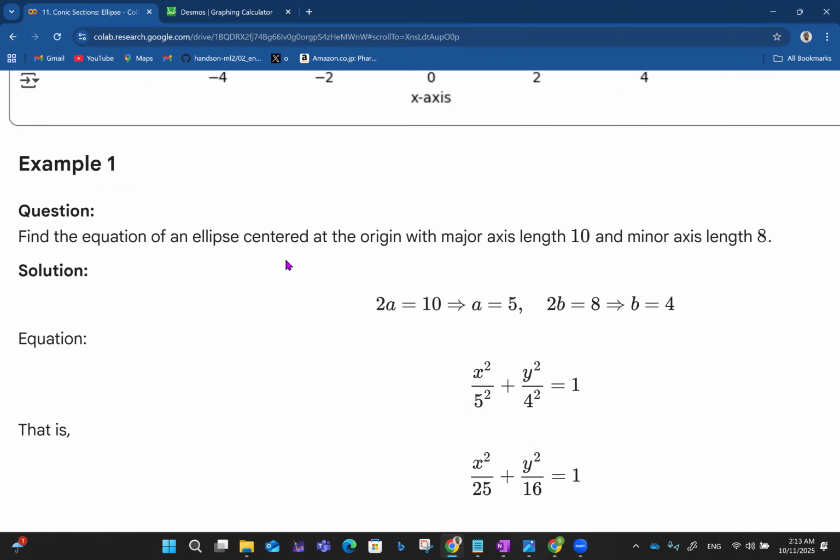Example 1: find the equation of an ellipse centered at the origin with major axis length 10 and minor axis length 8. The major axis length is double a, and the minor axis length is double b. So 2a equals 10, so a is 5, and 2b equals 8, so b is 4. So the equation of the ellipse is x squared over 5 squared, that's a squared, plus y squared over 4 squared, that's b squared, equals 1. That is, x squared over 25 plus y squared over 16.